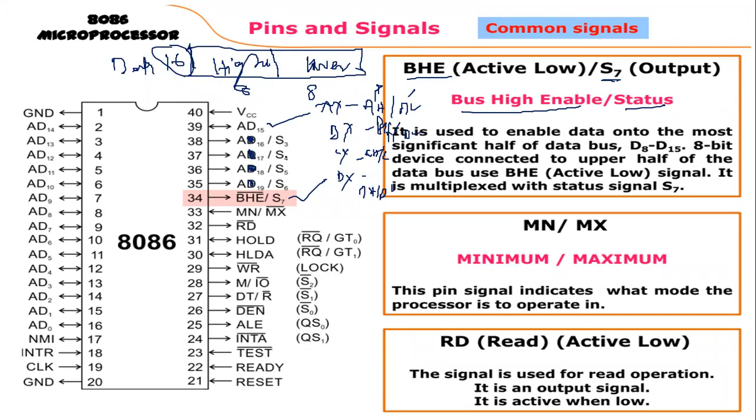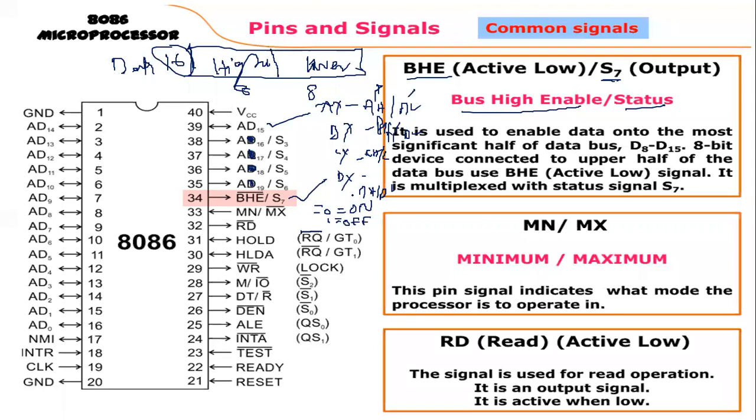What is this bus high enable? Remember one thing here, BHE bar. Whenever any signal has a bar, this bar signal indicates negative logic. You know that in STLD or some other subjects, A bar indicates negative logic. Negative logic means here zero is on, one is off. BHE bar equal to zero is on, BHE bar equal to one is off.